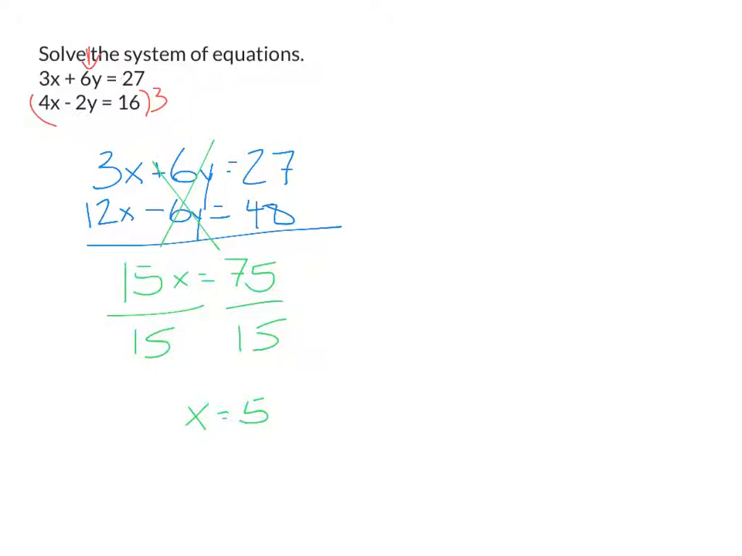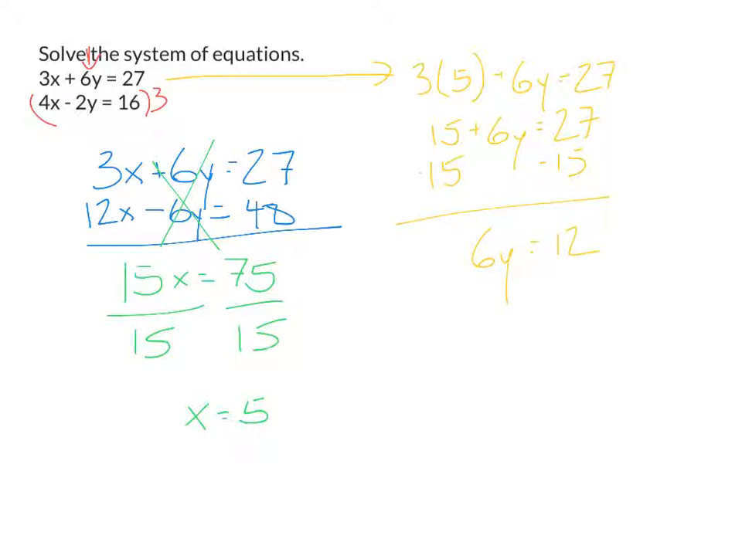Now we found x, we need to find y. So I'll use the top equation. We'll do 3 times, and instead of x we have 5, plus 6y is equal to 27. 3 times 5 makes 15. Still adding 6y, getting 27. Subtract 15 over to start getting y by itself. So 6y is equal to 12. When we divide both sides by 6, y is 2. So we have the ordered pair 5, 2.